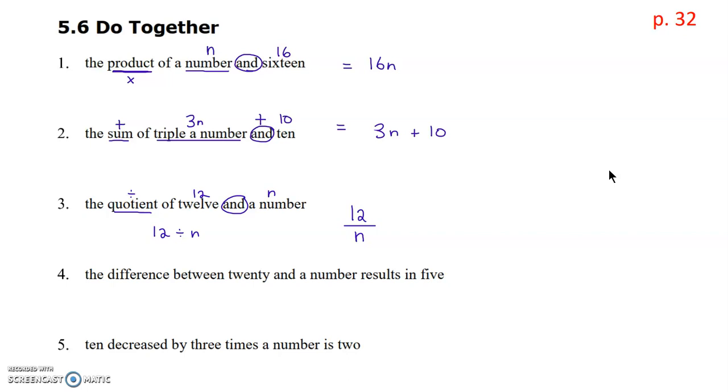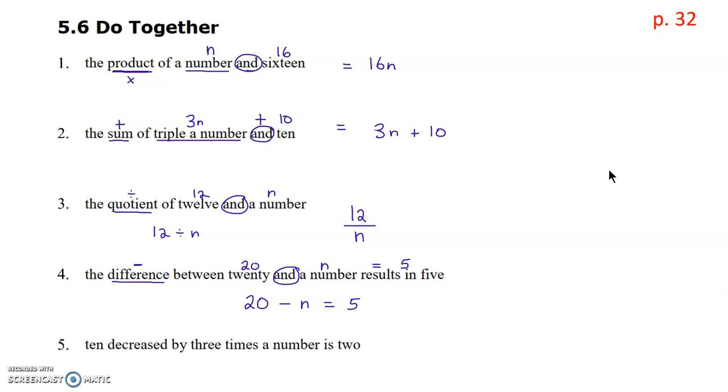Number 4, the difference between 20 and a number results in 5. So we are going to be doing subtraction between 20 and a number. And now we're going to have not an expression, but an equation, results in 5. So we're going to see that we have an answer. So we're going to have 20 minus a number equals 5. We're not asked to solve here, but we could solve for our unknown because we have an equal sign.